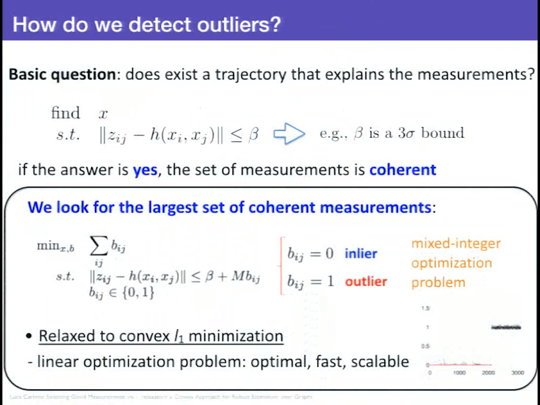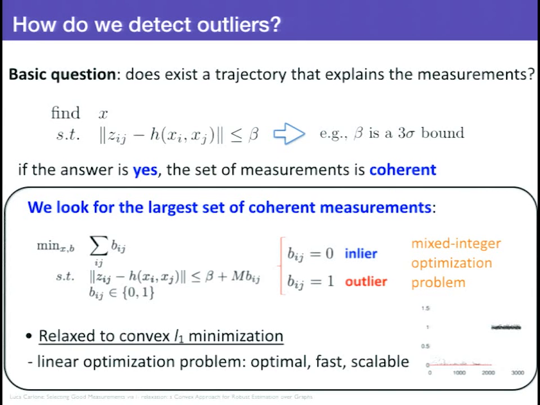What we propose: how to detect outliers. To evaluate the quality of a set of measurements, we ask a very basic question. Does there exist a trajectory that explains the set of measurements? In equation, does there exist a trajectory x that induces a residual error with respect to the measurements that is smaller than a threshold beta, for example, a 3 sigma bound? If the answer is yes, we say that the set of measurements is coherent, and in our approach, we just look for the largest set of coherent measurements.